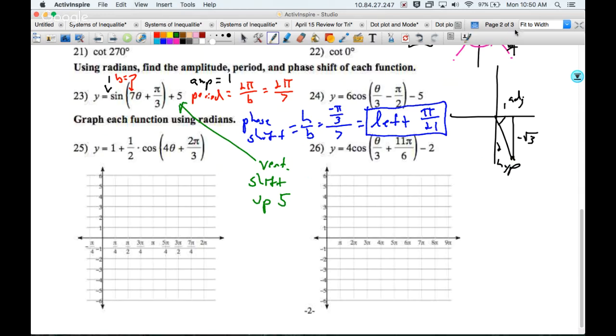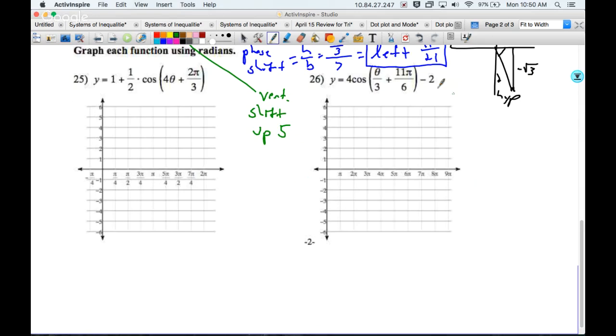All right, let's put this all to work as we attempt to graph one of these. I'll graph number 26 here. All right, so it's a cosine wave, so it should normally start at a maximum. All right, and then cycle back to that maximum every 2 pi. So here's sort of our cosine wave, just kind of dotted in.